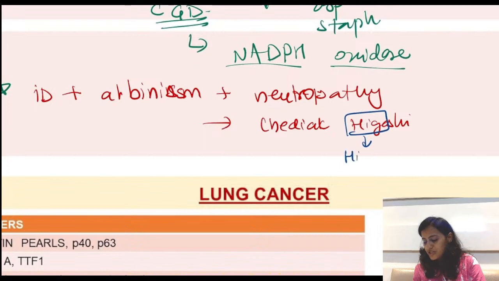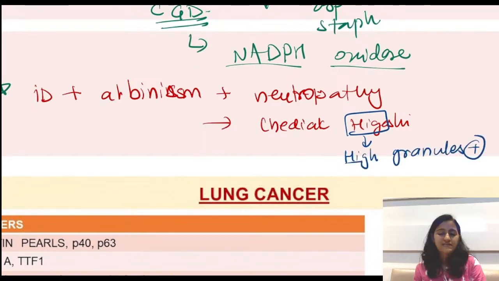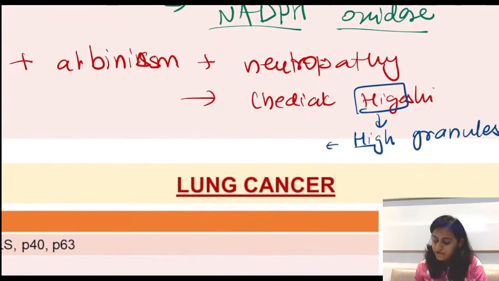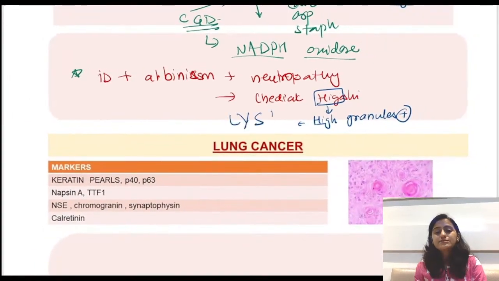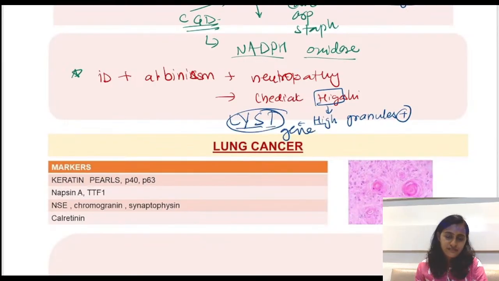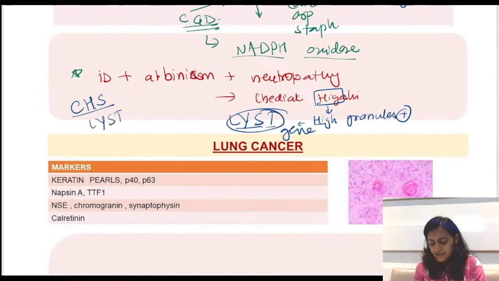Remember, Chediak-Higashi is HIG, that is, high granules are present. There are large granules present in the WBCs. What are these granules because of? Because of the defect in lysosomal trafficking, the LYST gene is affected. So in Chediak-Higashi syndrome, there is a defect in lysosomal trafficking, the LYST gene.